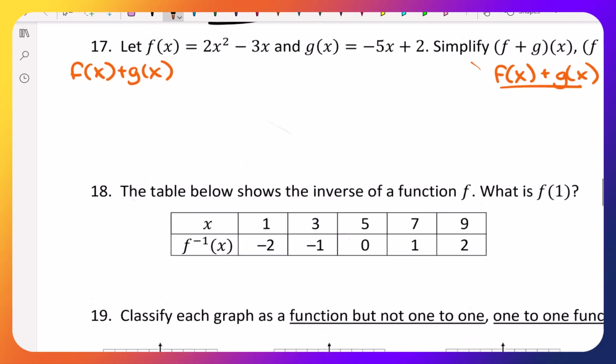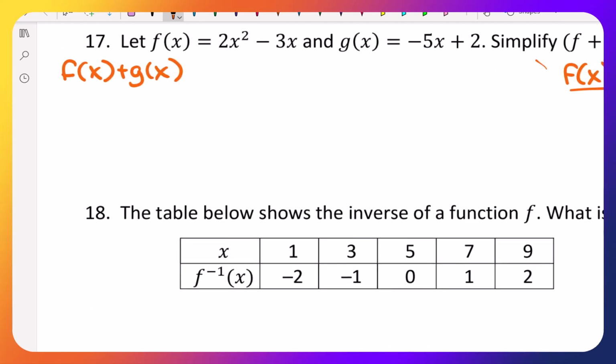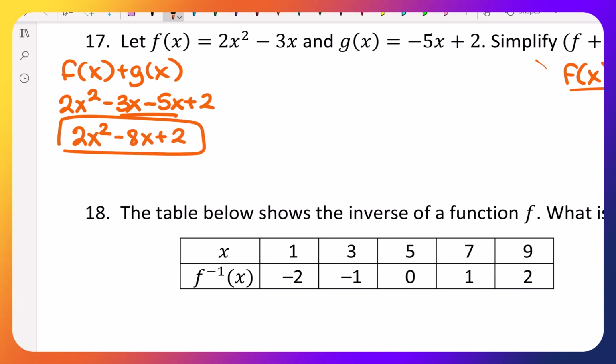Let me make that a little bit bigger. There we go. So adding is actually pretty basic. All you have to do is just add your like terms. And you have a couple of like terms here. So final answer for the addition section will be this.